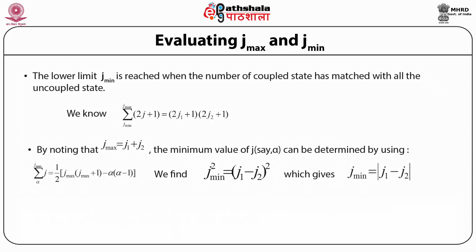Now the lower limit of the eigenvalues associated with the total angular momentum, J min, is reached when the number of coupled states has matched with all the uncoupled states. So let us understand this through the following illustration.